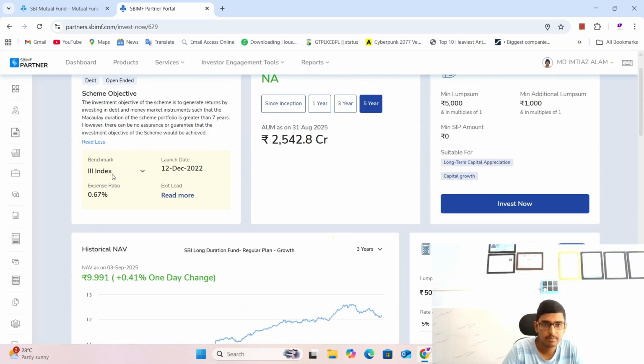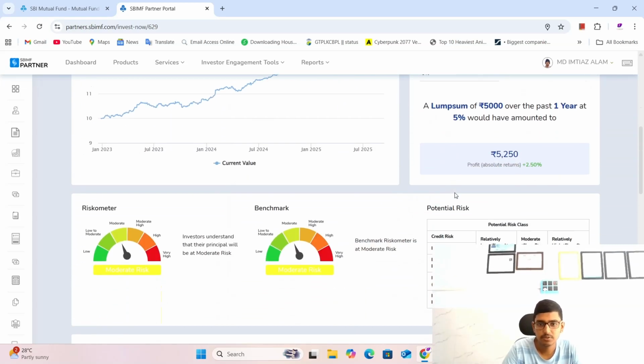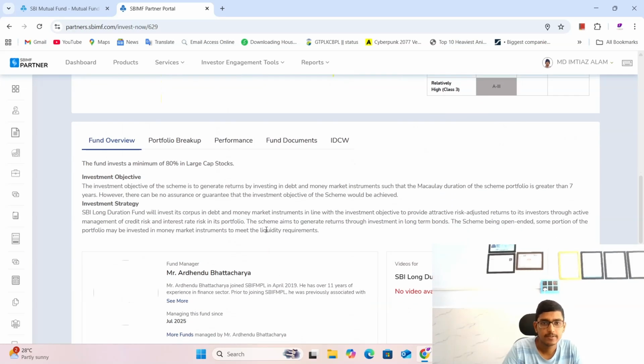The benchmark is the index, and the additional benchmark is the CRISIL 10-year credit index. Let's go down and see some of the objectives of this fund. The fund invests a minimum of 80% in large cap stocks. It is not for this fund actually, it is for SBI Mutual Fund, which invests 80% in large cap stocks. Investment objective, we already told you that it only invests money in debt and money market instruments to give you good returns, but at a low risk.